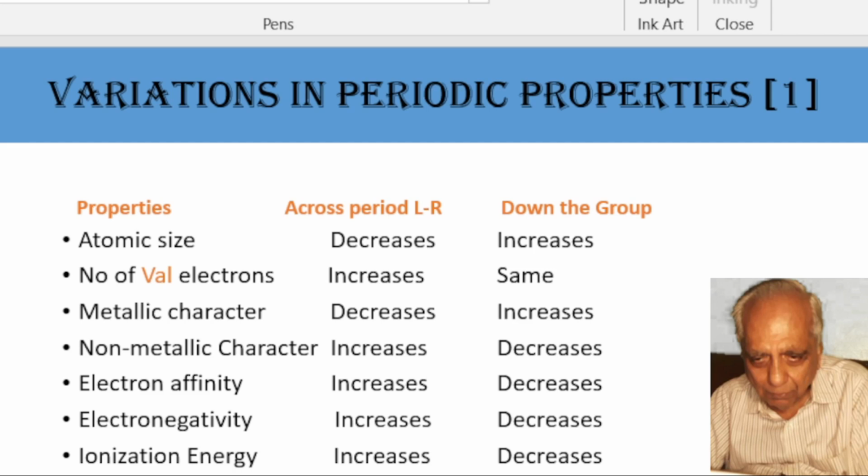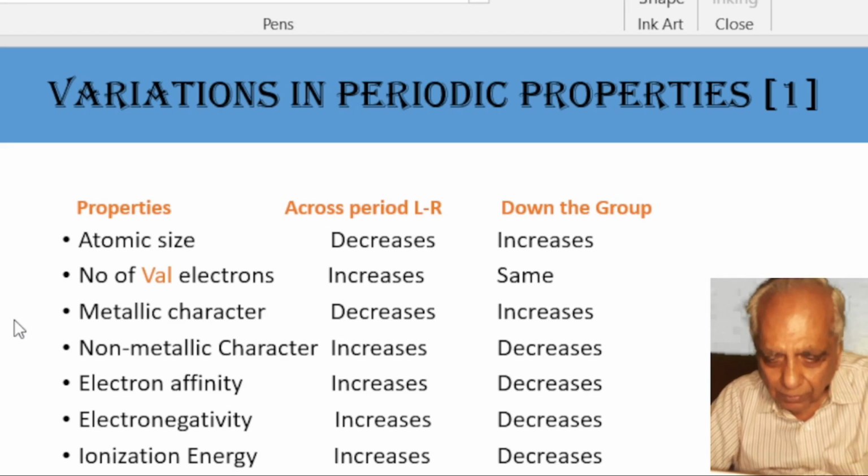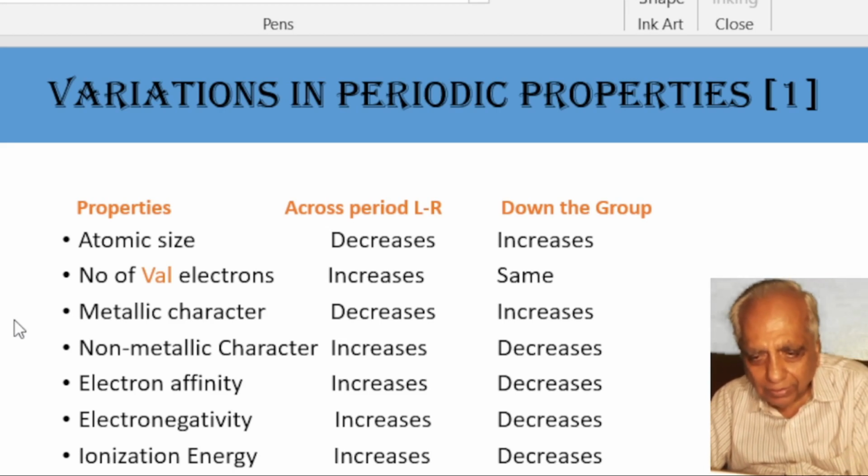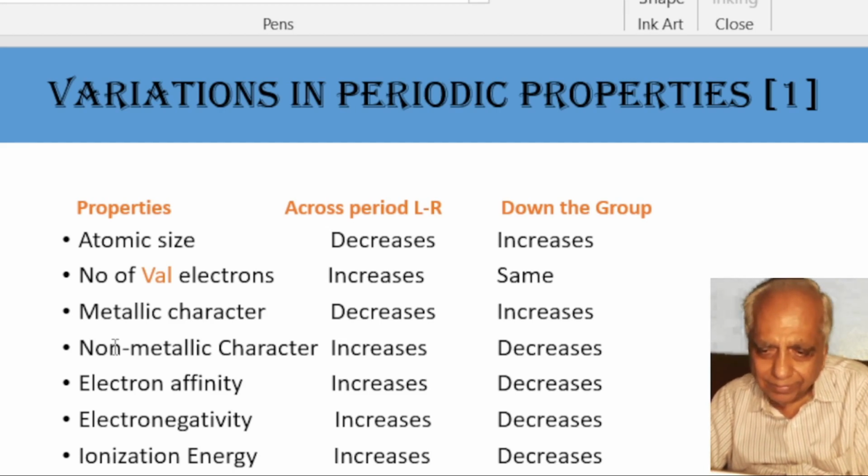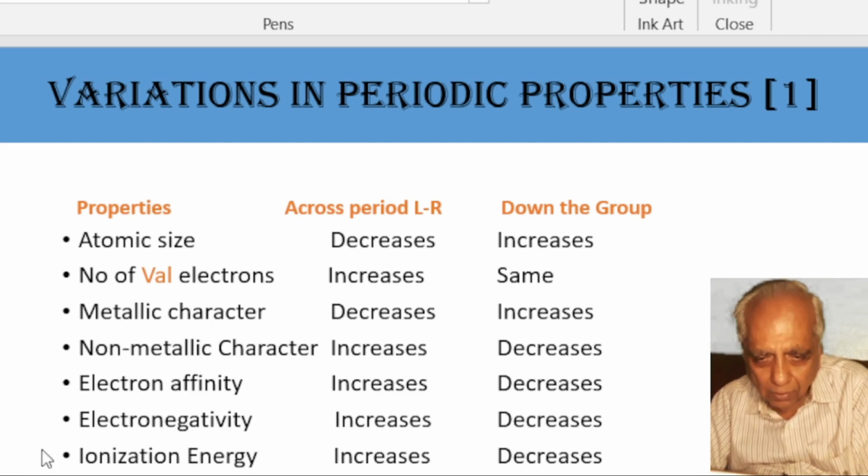Now comes electron affinity, electronegativity, and ionization energy. All these three have the same answer. If we go from left to right in a period, then ionization energy increases, electronegativity increases, electron affinity increases. The reasons I had explained. And down the group they decrease. So simple. So learn these as a group, this full group.